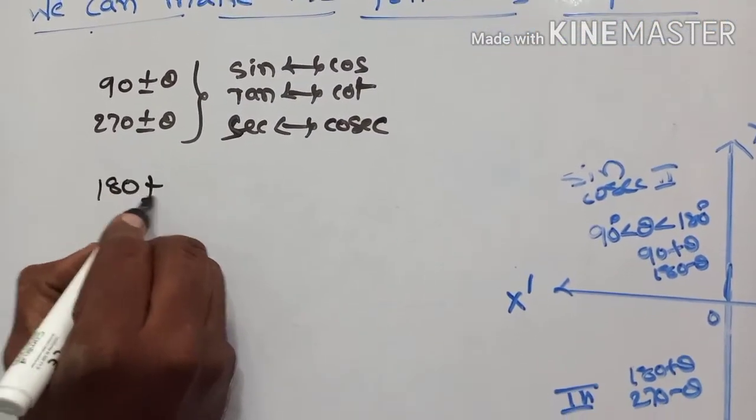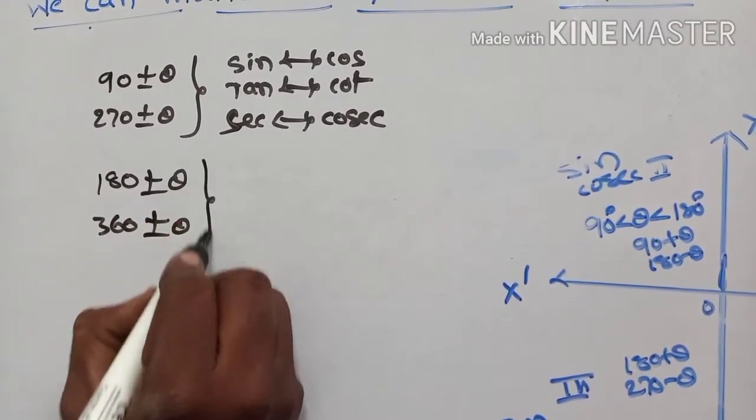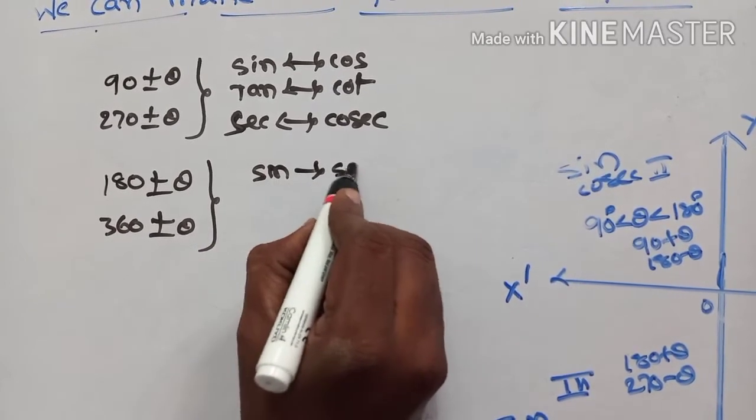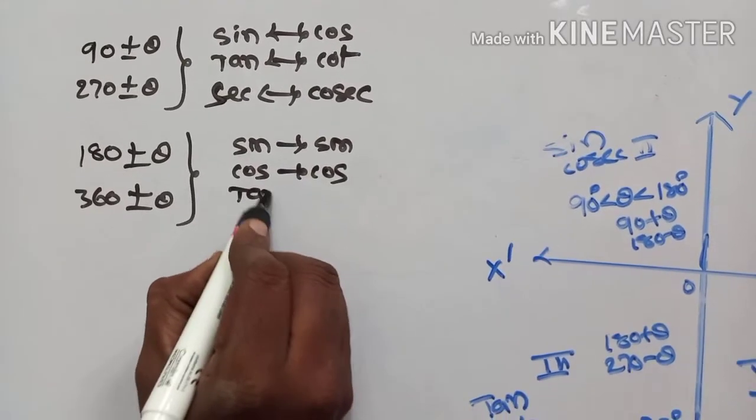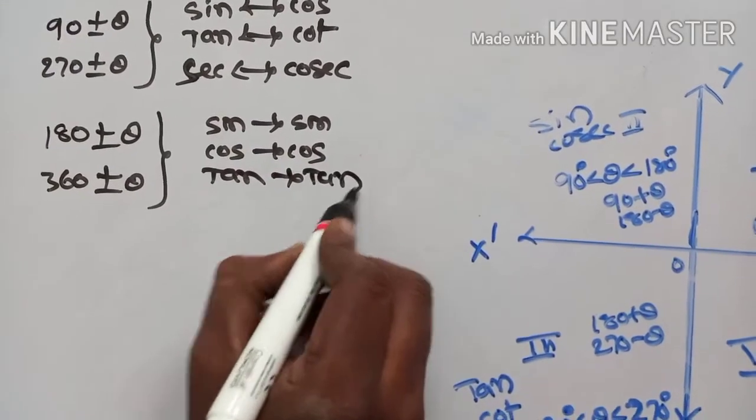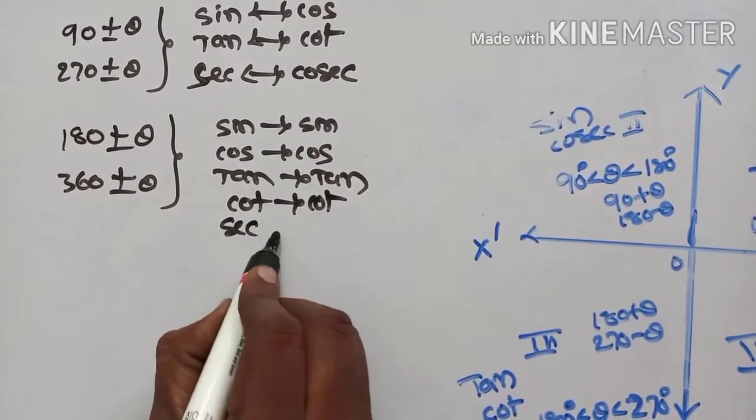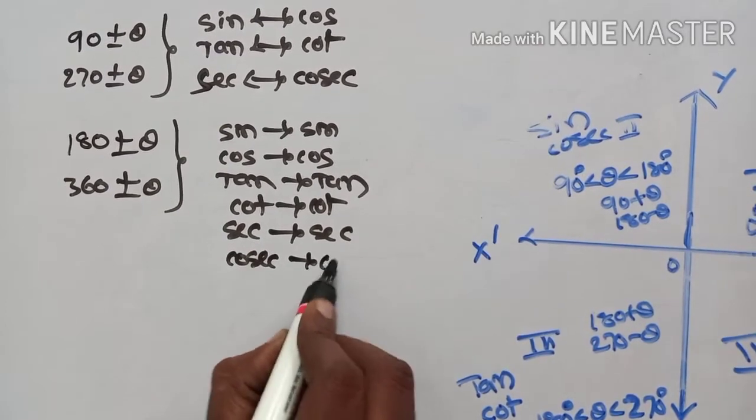For 180 plus or minus theta and 360 plus or minus theta, sine does not change. Sine is sine, cos is cos, tan is tan. No change in the trigonometric ratios. Cot is cot, sec is sec, cosec is cosec.